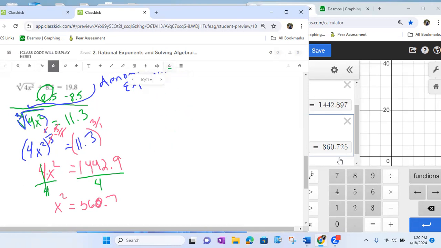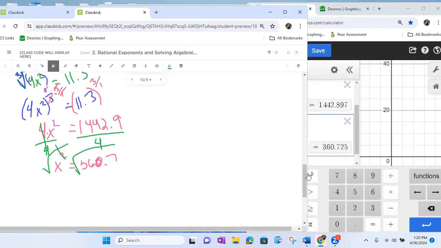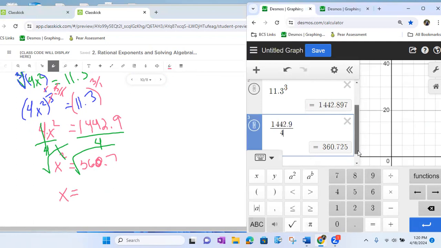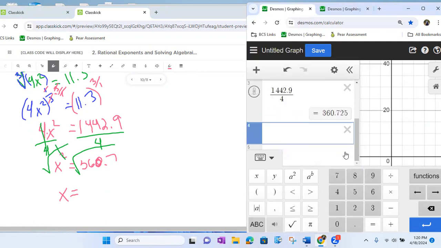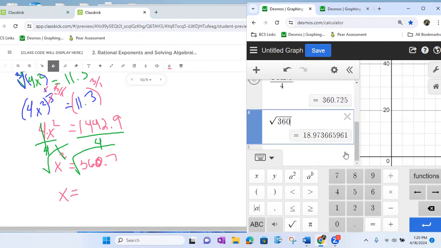Now, how do we get rid of that square? We should know this. We get rid of the square by taking the square root or the half power. It doesn't really make a difference. So I'm going to take the square root of both sides. The square and the square root will cancel out, and that leaves us with x equals the square root of 360.7. And that leaves us with about 18.99.